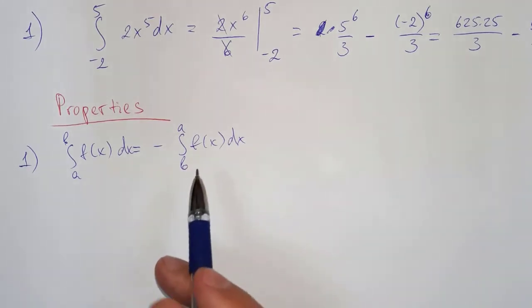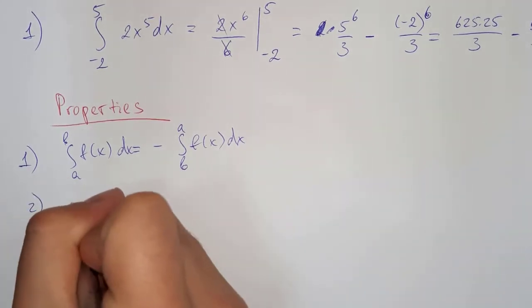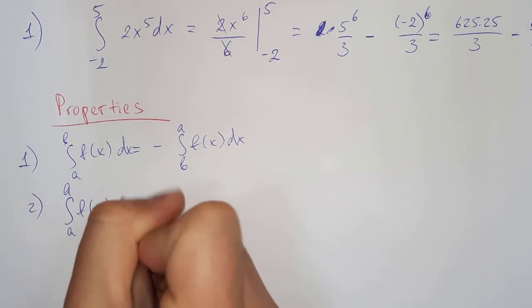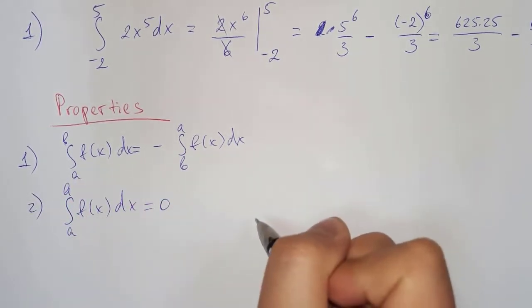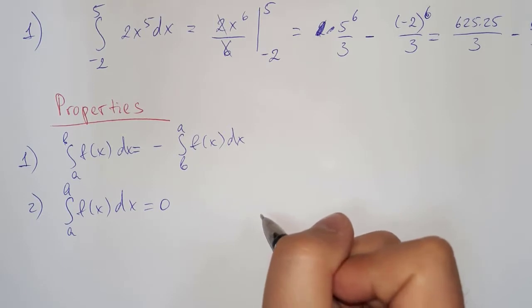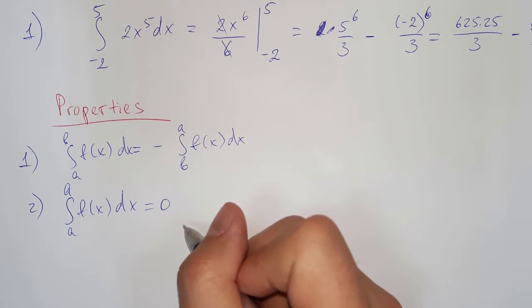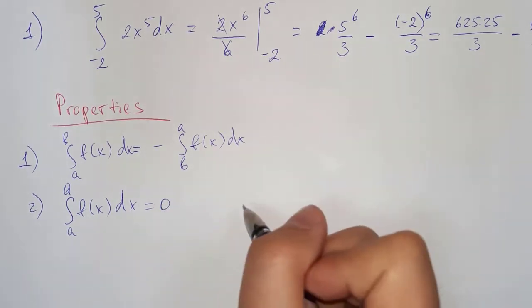The next one, the second one: integral from a to a of f(x) dx is 0. So if the upper and lower limits are the same, then there is no work to do, the integral is 0.